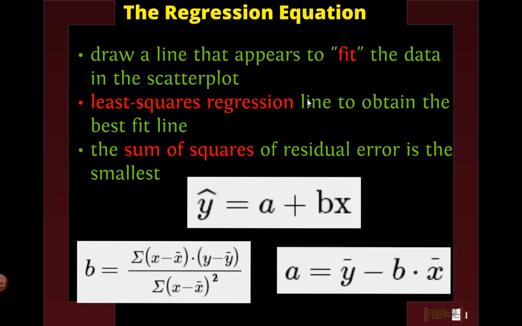What this does is find the best fit, because it makes the residual errors, which are the differences between the estimated point and the actual point, as small as possible. When we square those residuals, we have the smallest value. That's why it's called the least squares regression. So that's where these two things come in, and they're trying to fit the data. When we're done, we'll have an equation that looks like this, where y hat is equal to a plus bx.